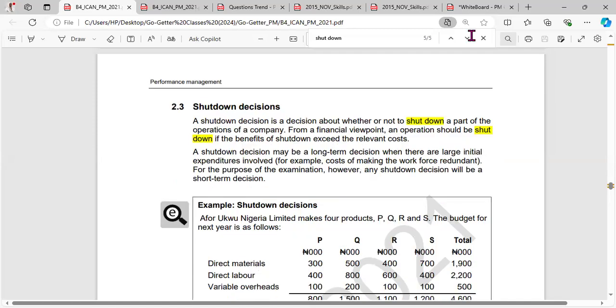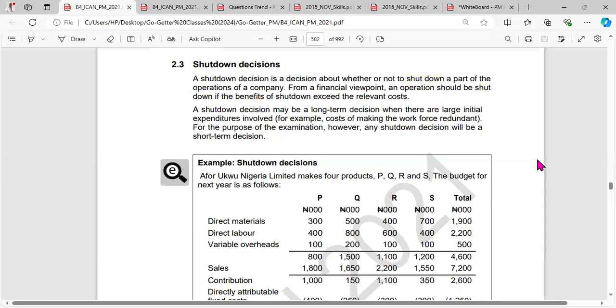Shutdown decisions. A shutdown decision is a decision about whether to shut down a part of an operation of a company or not. So management is thinking of shutting down a particular department. Why would they be thinking of shutting down? From a financial point of view, that department or that unit should be shut down because it's not making operating profits. That is why management may want to shut down.